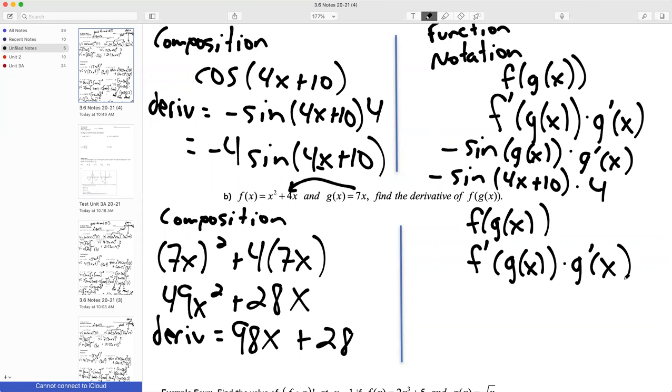How do you get 49x squared? I have 7x squared. I was thinking we multiplied. Okay.